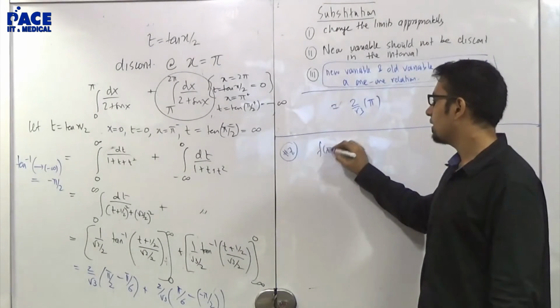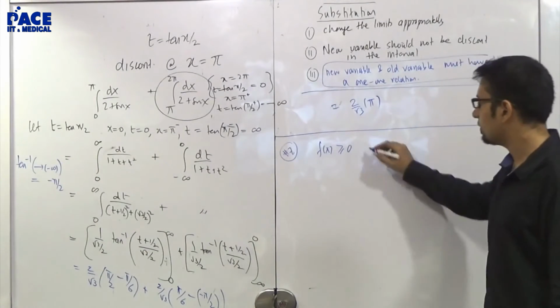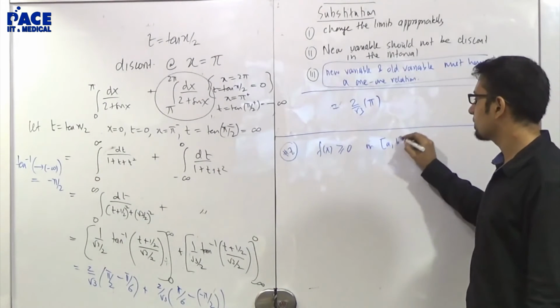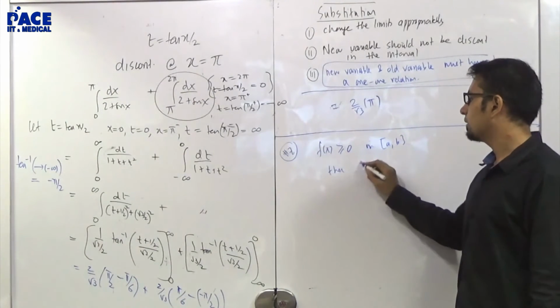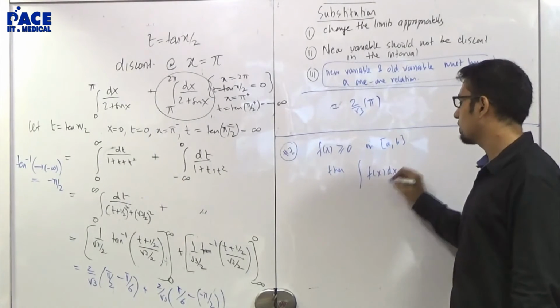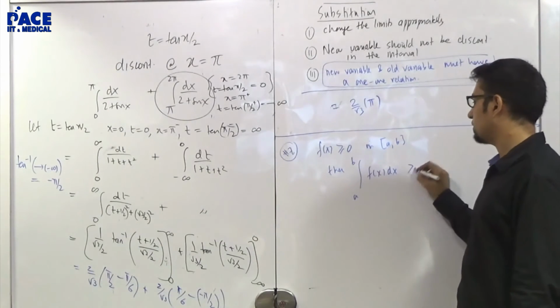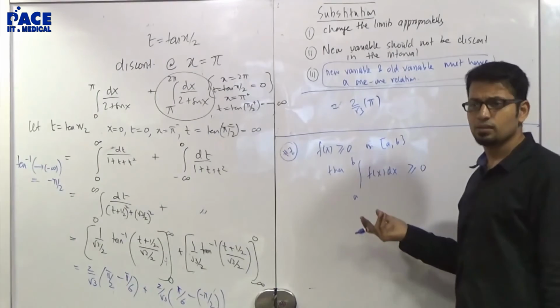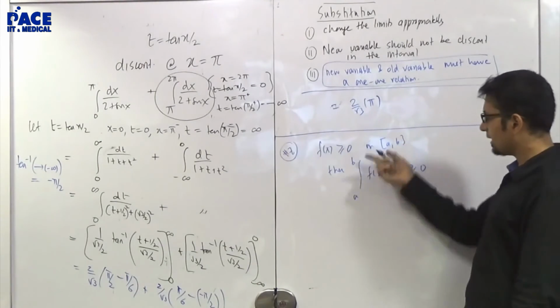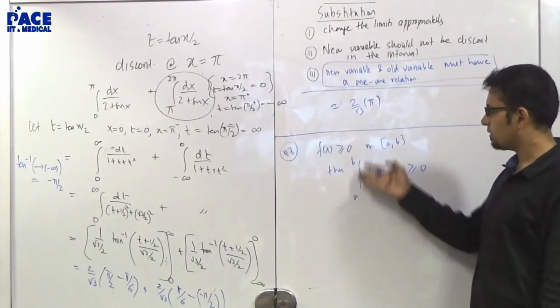अगर एक function है which is greater than or equal to 0 in the interval a to b, then उसका integral भी क्या होगा? Positive होगा. Is this obvious? Function अगर positive है, उसका integral भी positive है. Of course, I'm assuming b is greater than a.